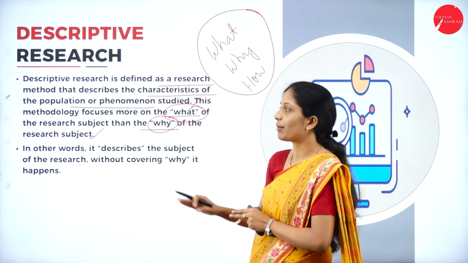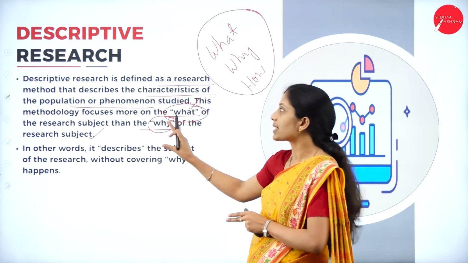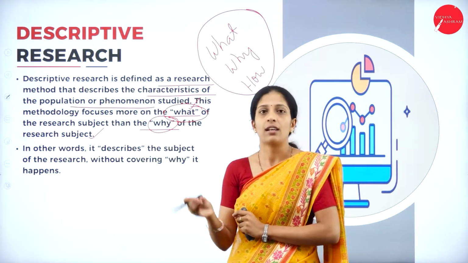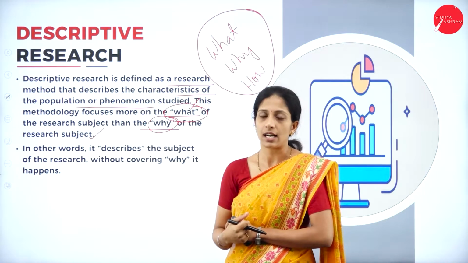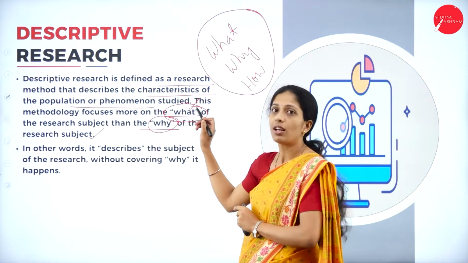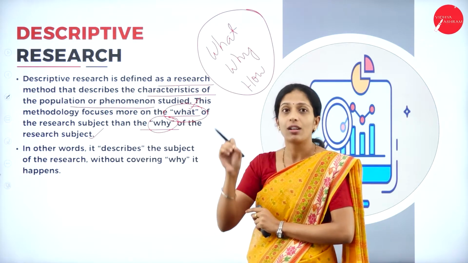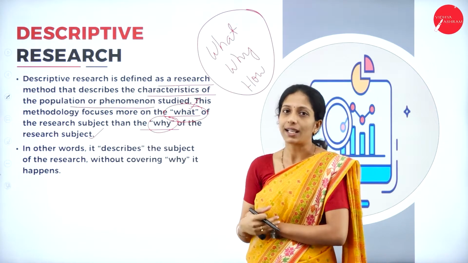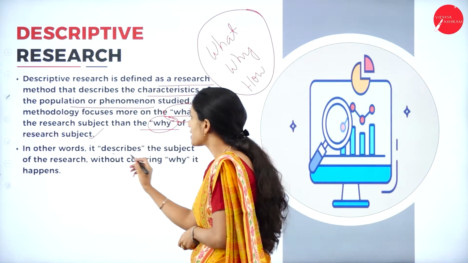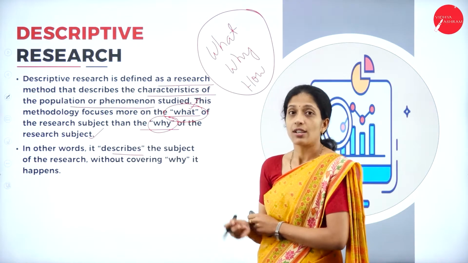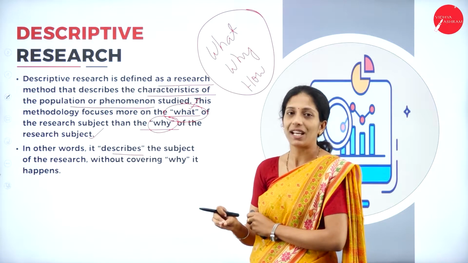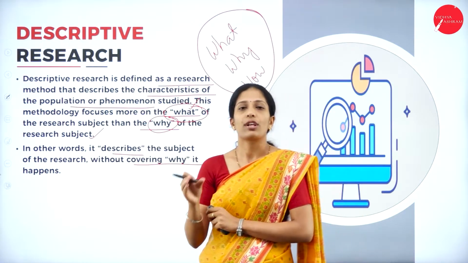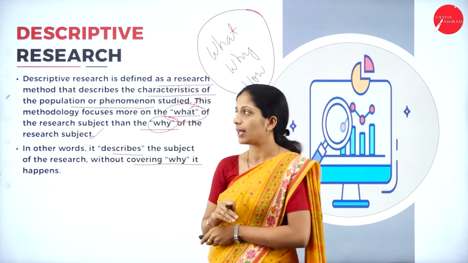So here you have to remember, descriptive research is a type of research activity where we are going to study the characteristics of the population or phenomenon on which the research activity is being studied. At the same time, it mainly focuses on what type of problems, that is on what. So we are going to solve a problem on what basis rather than why basis. In other words, it describes the subject of the research. So it describes how the subject will be in a particular research without covering why it happens. So we are going to focus on what rather than why.